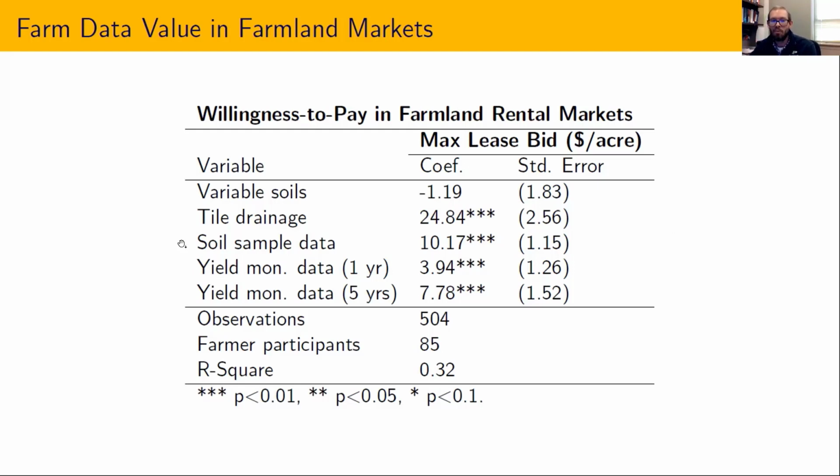If the field came with historical soil data, farmers were willing to pay about $10 more, and that's pretty much in line with how much it costs to do soil sampling. And then we gave them two other options around yield monitor data. If the field has 1 year's worth of yield monitor data, they were willing to pay about $4 more per acre. And if it came with 5 years' worth of yield monitor data, they were willing to pay about $7.78 more per acre. So again, these are certainly initial results, but they do suggest a positive willingness to pay for this kind of data.